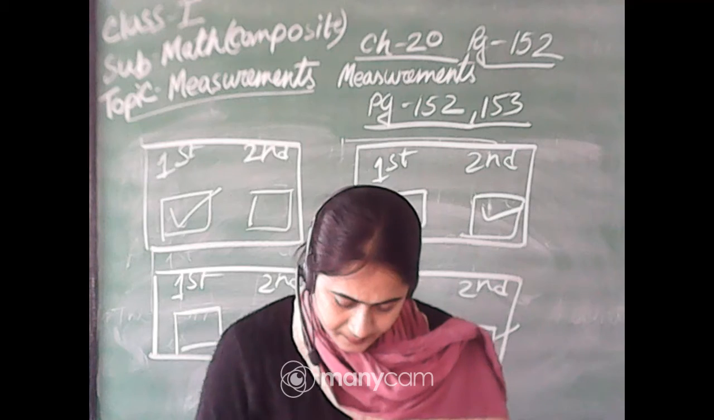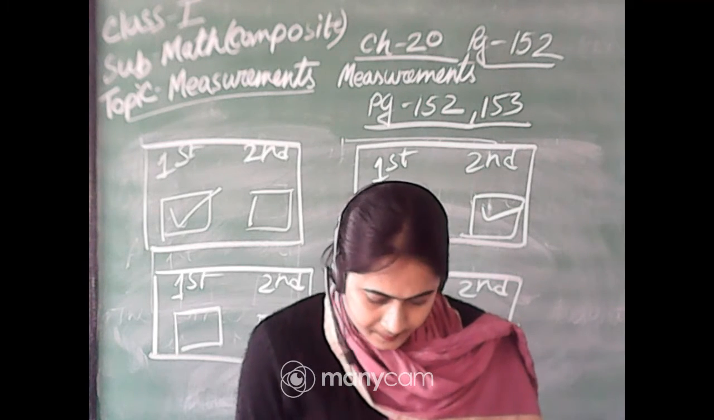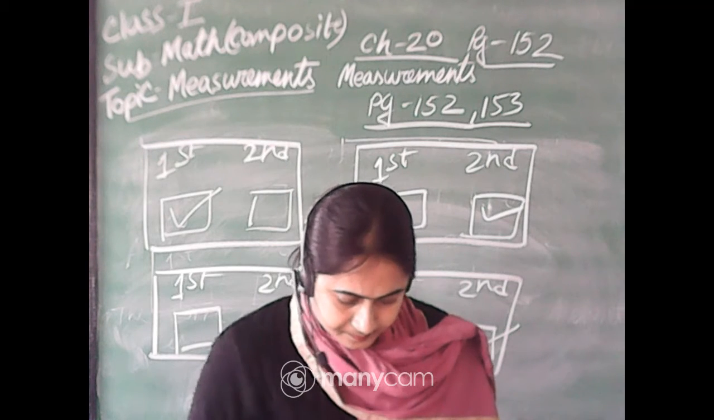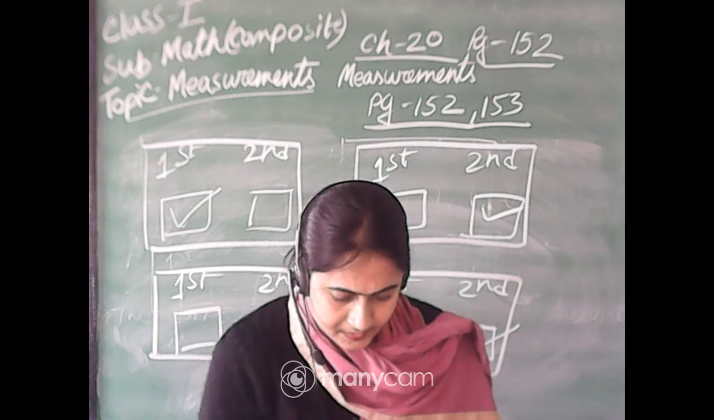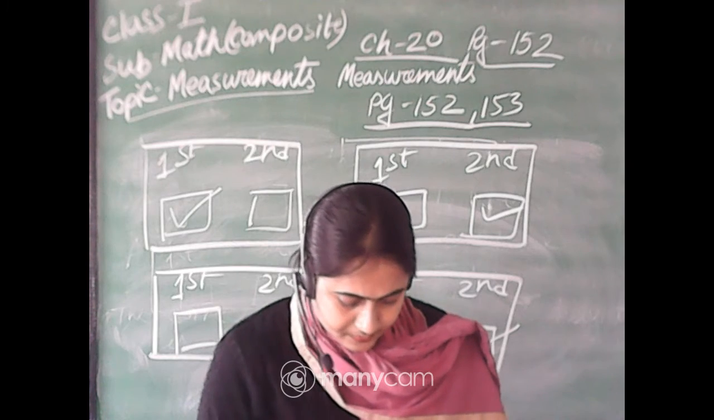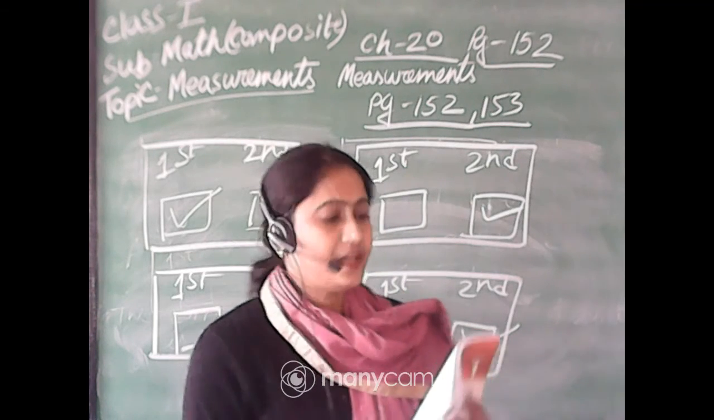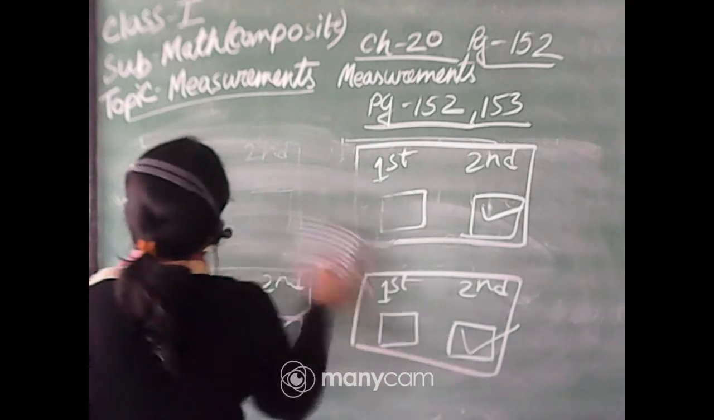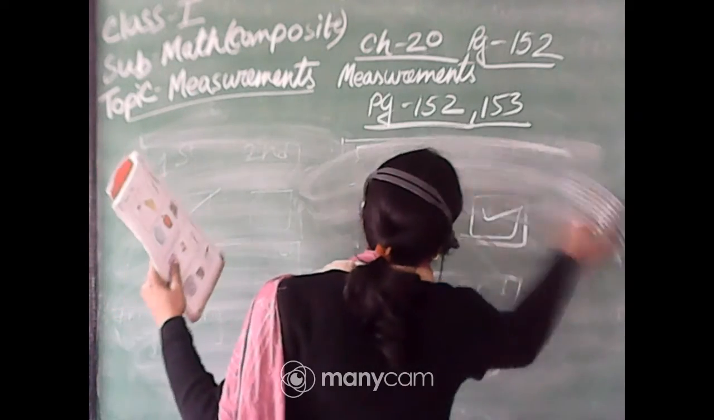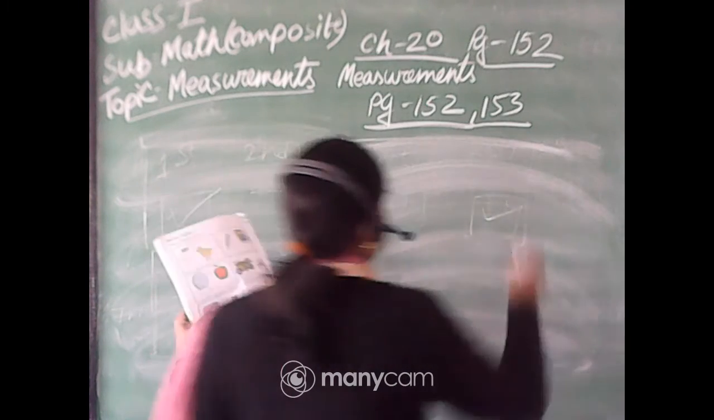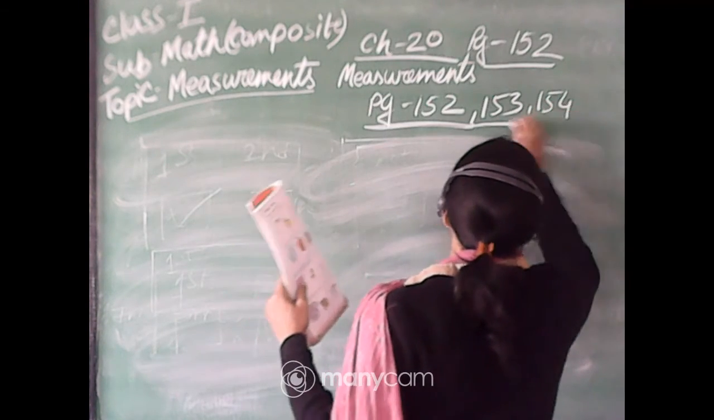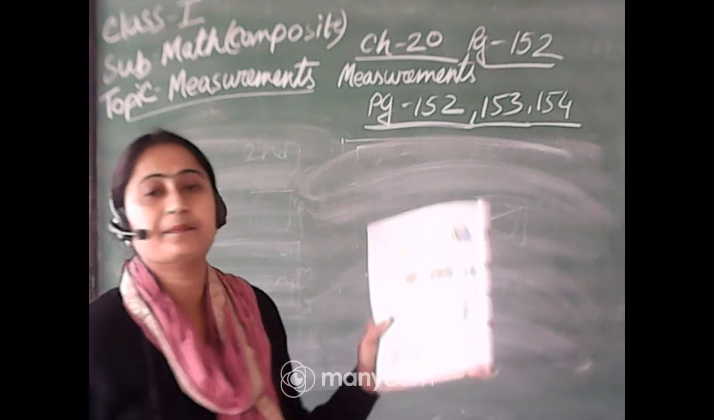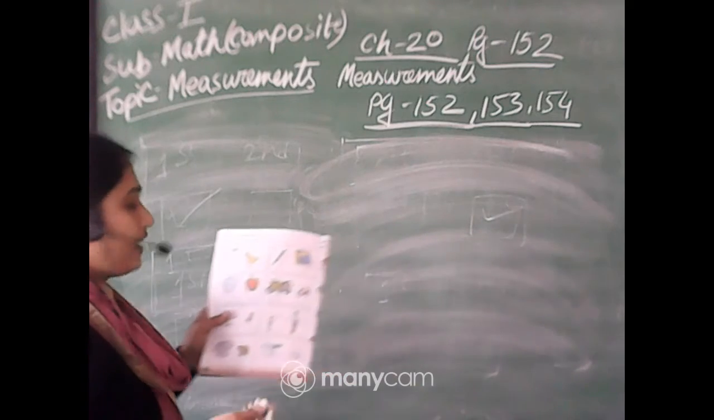Now, we will solve this next page. Heavier and lighter. Now we will solve the next page. You all please turn over to the next page. Page number 154. Next page. You have to tick which is heavier. Heavier and lighter.